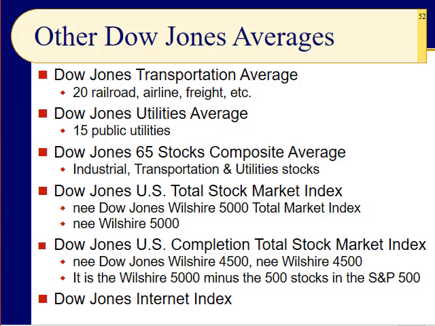And then this is a cute one. Dow Jones created the Internet Index just before the internet bubble burst in 2000, and it went on to lose 96% of its value over the next couple of years, 2.5 years. Yeah, how about that for bad timing? Okay, so those are the Dow.